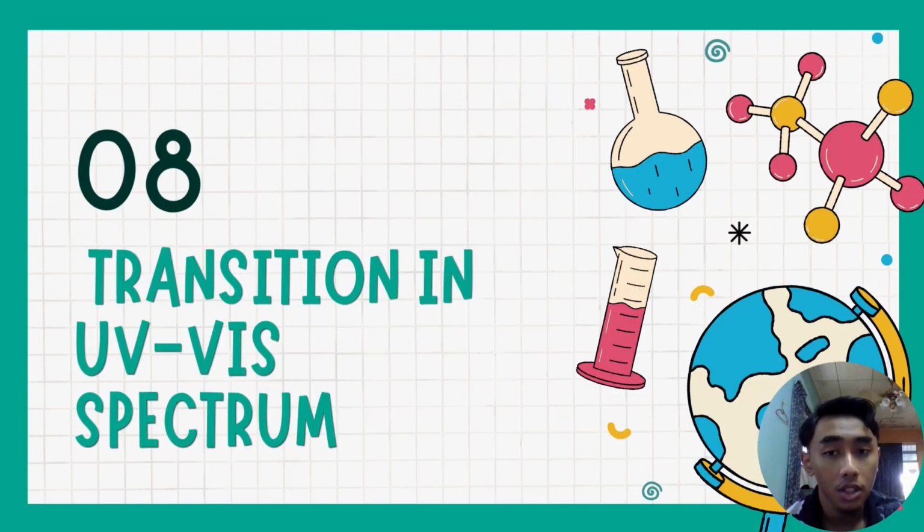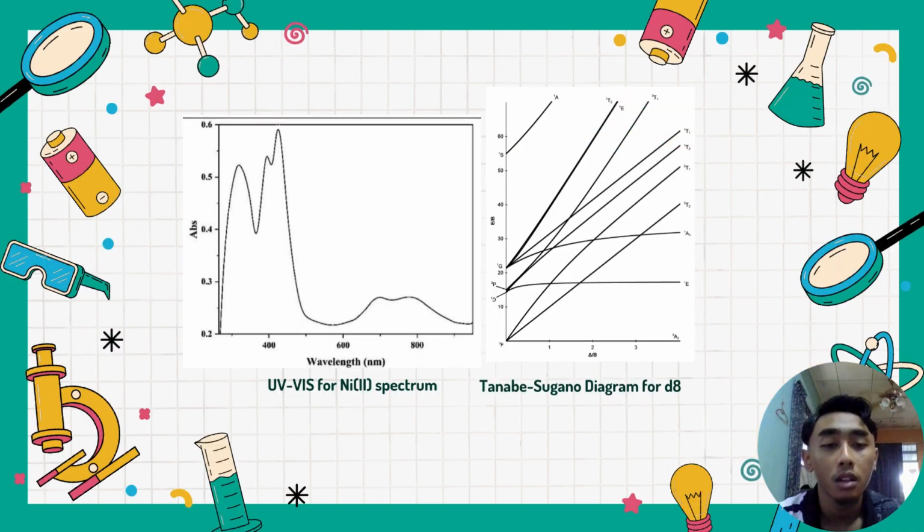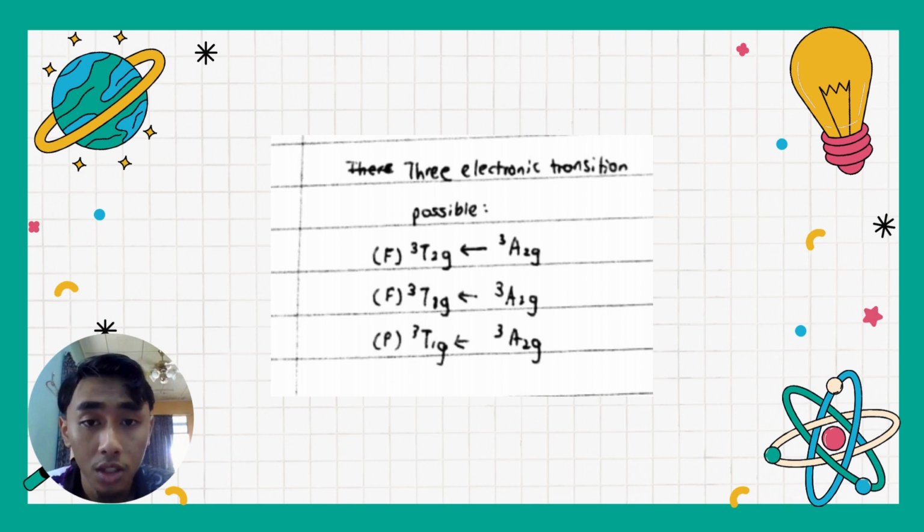The next one is the transitions in the UV-Vis spectrum. The left diagram is the UV spectrum for the nickel 2 complex based on the journal, and the right diagram is the Tanabe-Sugano diagram for d8. These are the three possible electronic transitions based on the Tanabe-Sugano diagram for d8. The nickel 2 complex spectrum displays bands at 15,015 and 12,275 cm⁻¹, designated to these three electronic transitions, respectively, for a nickel 2 ion possessing an octahedral structure.